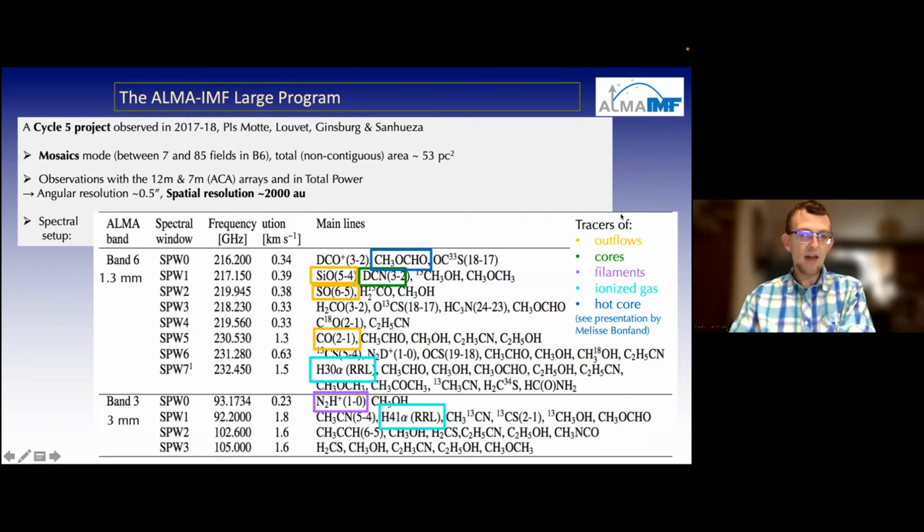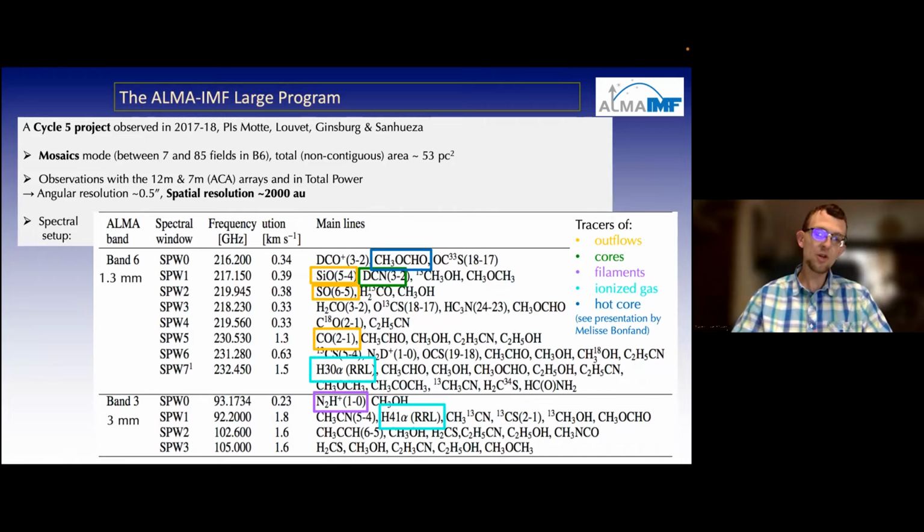As has been mentioned before, ALMA IMF is a cycle 5 project. We have observations in mosaic mode, in order to map a large portion of the cloud and not only its center, with the 12 meters, the 7 meters, and total power. The angular resolution was set to reach a homogeneous spatial resolution of about 2000 AU in all the regions. We have 8 spectral windows in band 6 and 4 in band 3, with plenty of lines. Melis mentioned the methyl formate used for hot core study, but we also have tracers of outflows, cores, filaments, and so on.